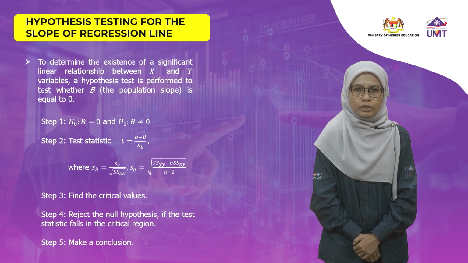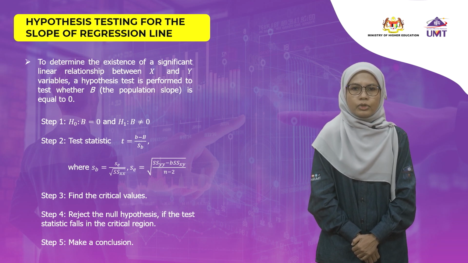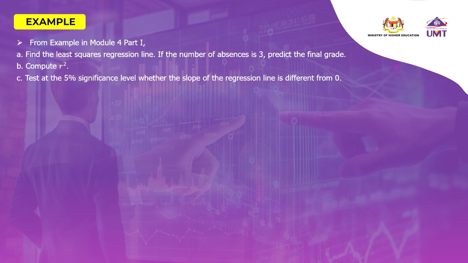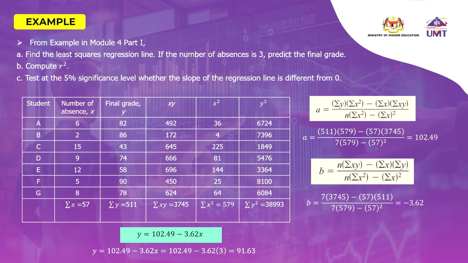Let's apply this to an example. Suppose we're studying how the number of absences affects final grades. The values of a and b are estimated using the least squares method, and we get the regression line y equals 102.49 minus 3.62x. If the number of absences is 3, we predict the final grade to be equal to 91.63.